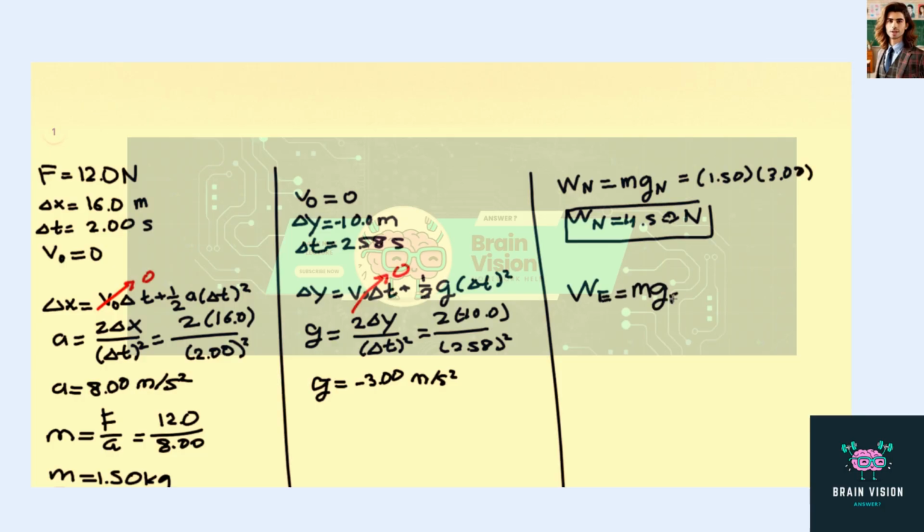Mass is the same wherever you are, but gravitational acceleration differs. So same mass that we found before, but this time we use our gravitational acceleration of 9.81. And then the weight comes out to be 14.7 newtons, to 3 significant figures.